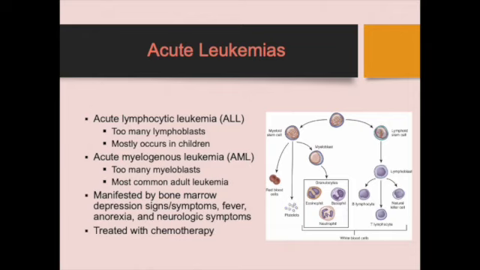ALL progresses from malignant transformations of B or T cell progenitor cells. These are stem cells. In most cases, patients diagnosed with acute lymphocytic leukemia are children. However, 20% of adults are diagnosed out of the total patient population with ALL. And in adults, the mortality rate is significantly higher.